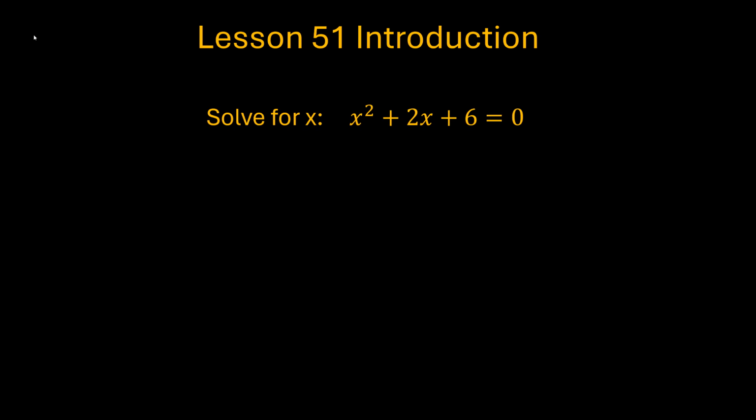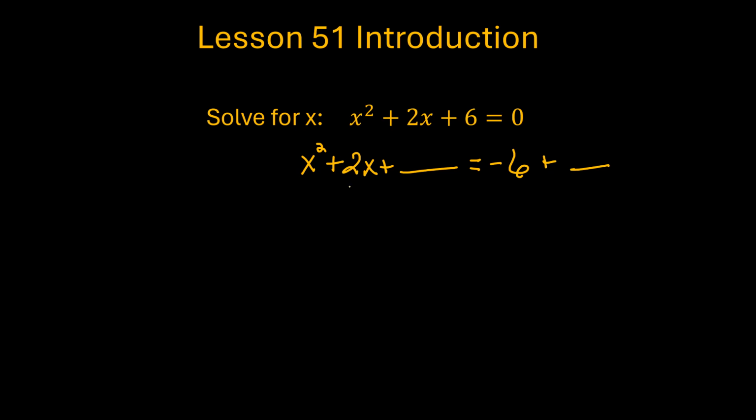Okay, so this is lesson 51, and I just wanted to introduce this lesson by solving this quadratic equation using completing the square, which is what we did in class this week. So remember, if you want to complete the square, you are going to leave a blank after the x term in your quadratic. You're going to move the 6, the constant, to the right side, and you're going to leave a blank there as well to add the same thing to both sides.